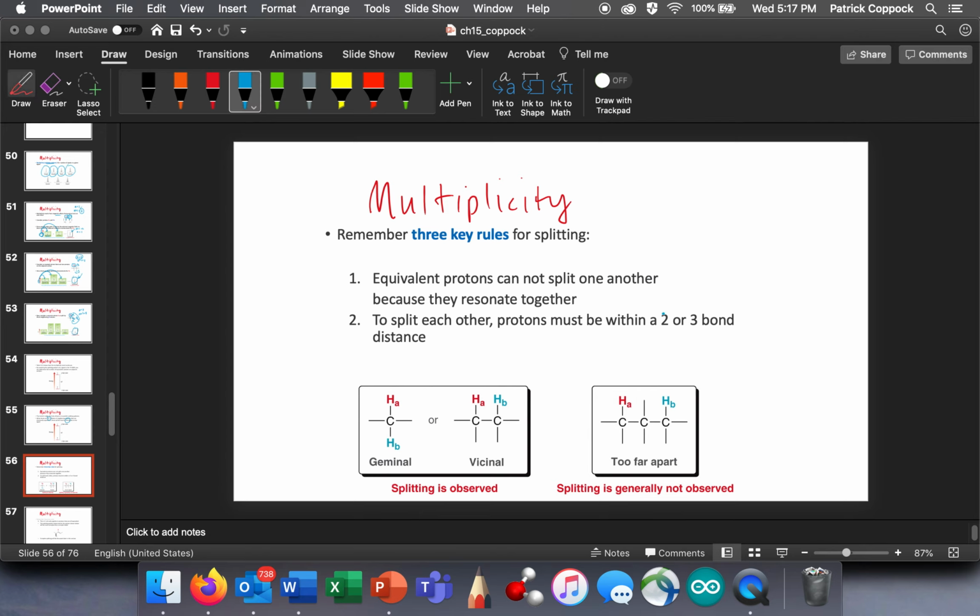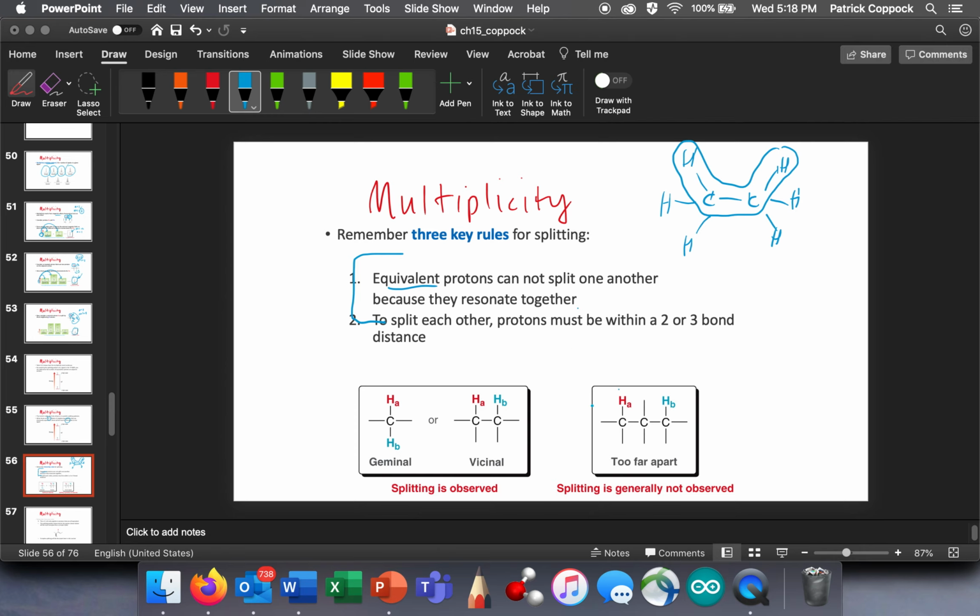Remember now, three key things for splitting, okay? This is critical. Equivalent protons cannot split one another because they resonate together. So if you've got, for example, ethane, these are all equivalent, so they're sort of neighbors, right? 1, 2, 3, 4. Can you see that? They're neighbors, but they're equivalent, so they cannot split each other. So you do not get any splitting with ethane. To split each other, protons must be within a 2 or 3 bond distance, and really, two bonds.